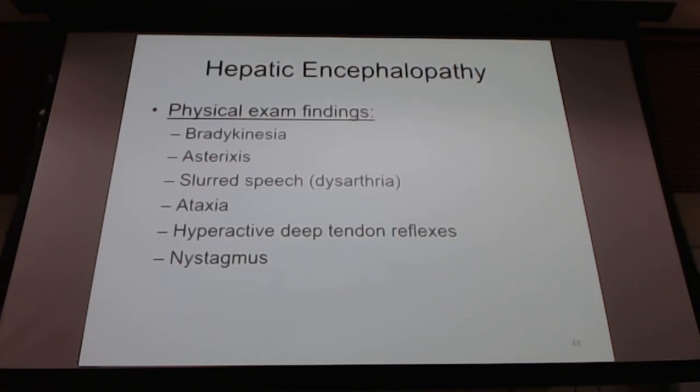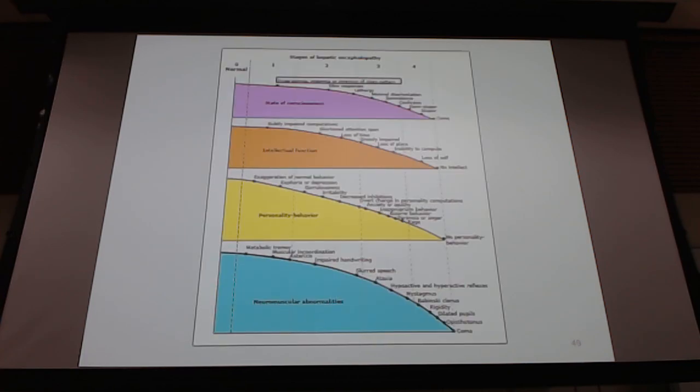Other physical exam findings, so they are slow. They have the asterixis I talked about, slurred speech. This is not because they continue to drink alcohol. No, this is because this is what happens. Nystagmus, all these manifestations start coming up. They grade that on this scale right here.